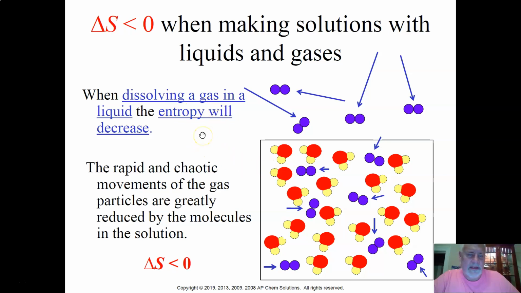Okay? And this is where people get in a little trouble in this unit, the double negative thing. Because if you're saying entropy will decrease, entropy is disorder. So there is less disorder, which means more order. So sometimes if you think of it as becoming more ordered, that is when delta S is less than 0. And these are more organized here because these gas molecules are all over the place.